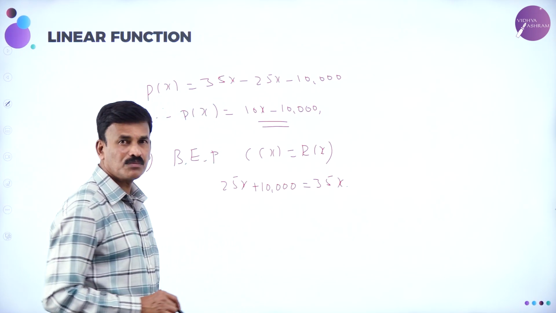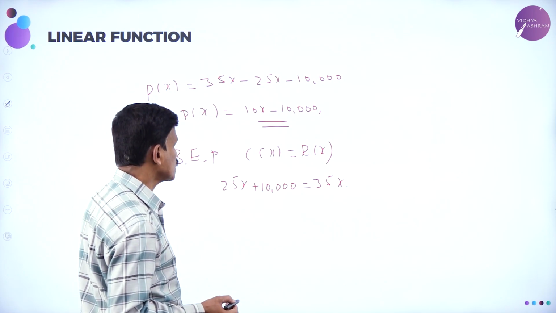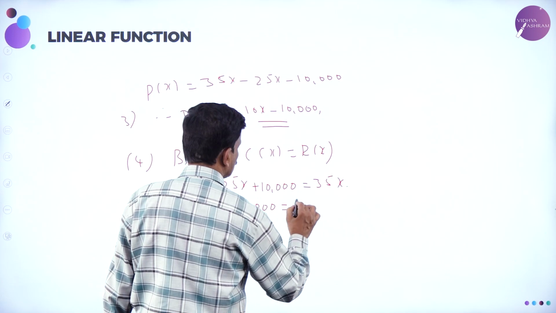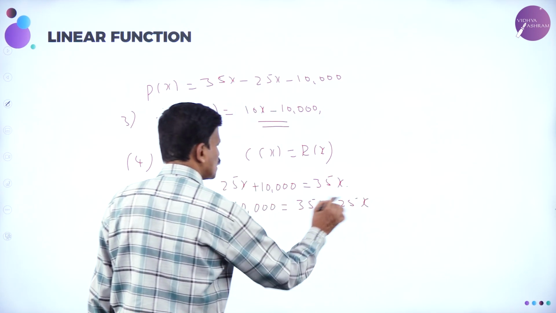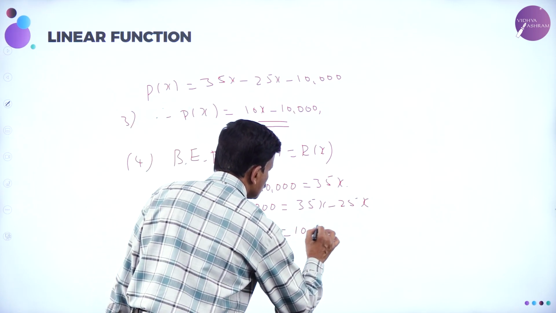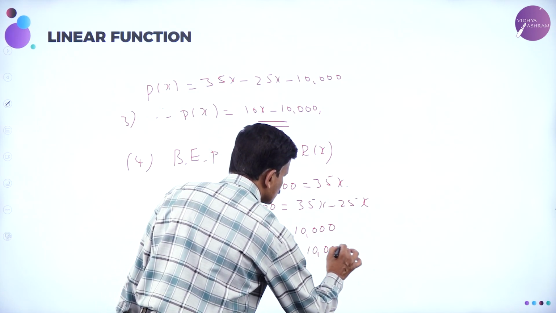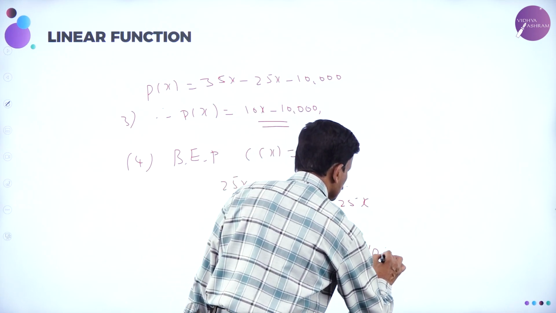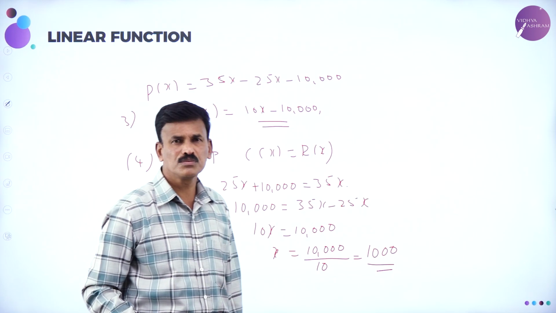So for break even point, C of x is equal to R of x. C of x is 25x plus 10,000 is equal to 35x. Therefore, 10,000 is equal to 35x minus 25x. That is 35 minus 25 is 10x. 10x is equal to 10,000. Therefore, x is equal to 10,000 divided by 10. That's equal to 1,000. That's it. This is the required answer. Hope you followed.